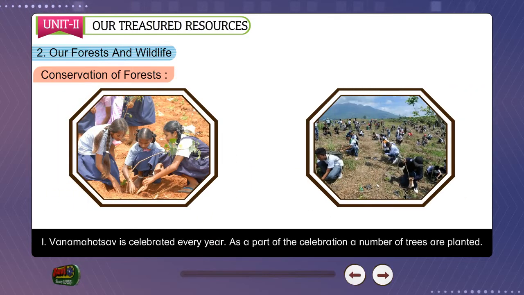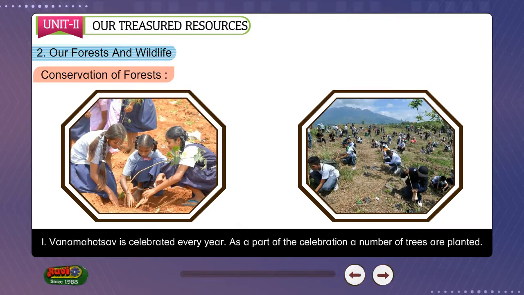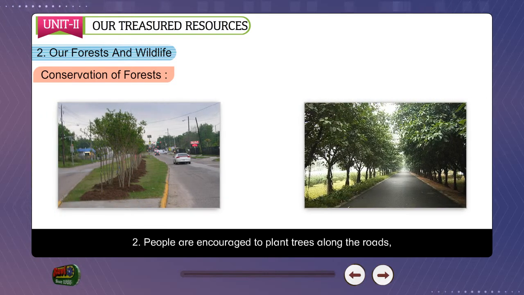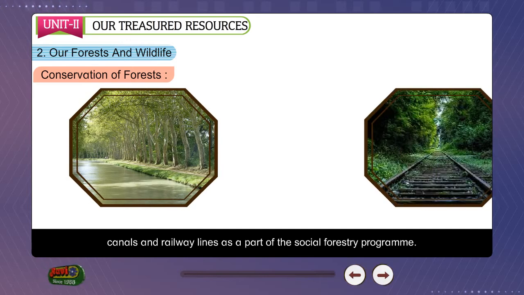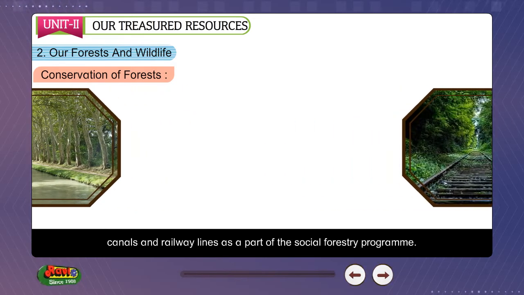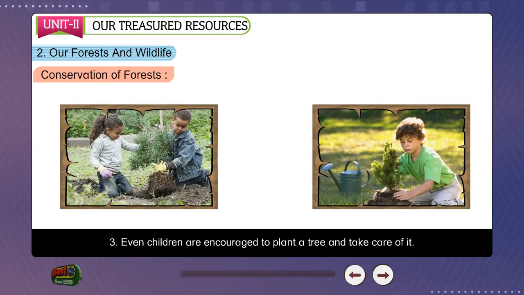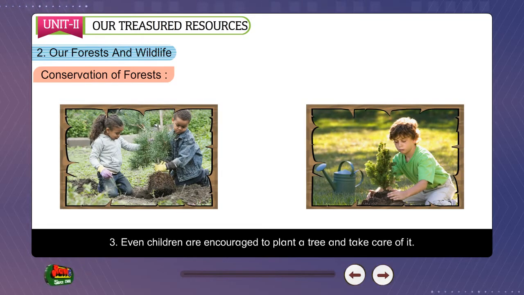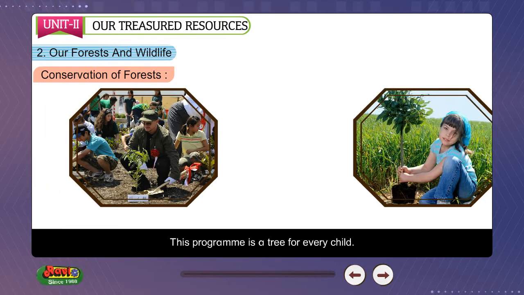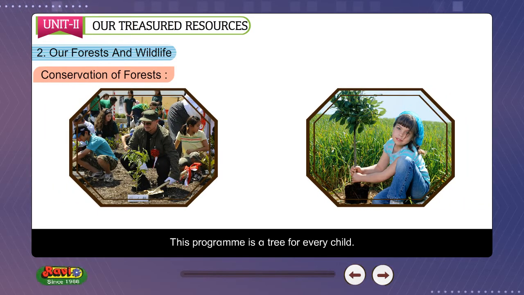1. Vana Mahotsav is celebrated every year. As a part of the celebration, a number of trees are planted. 2. People are encouraged to plant trees along the roads, canals, and railway lines as a part of the social forestry program. 3. Even children are encouraged to plant a tree and take care of it. This program is called a tree for every child.